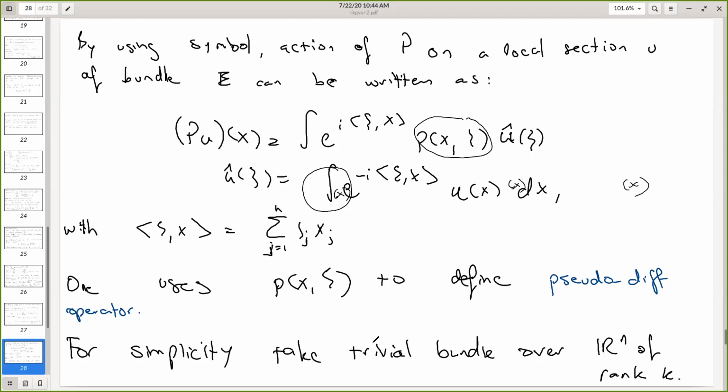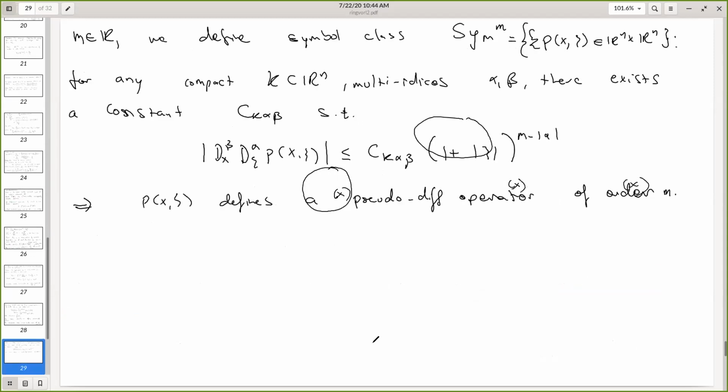This all sounds a little bit complicated probably, but for simplicity, let us take the trivial bundle over R^n of rank k. Actually, let's take the operator minus delta ij d_i d_j. We know this is an elliptic operator, because the principal symbol, xi_i xi_j summed over i and j, is unequal to 0 for xi unequal to 0, which means it's invertible. Okay, we know it's an elliptic operator.